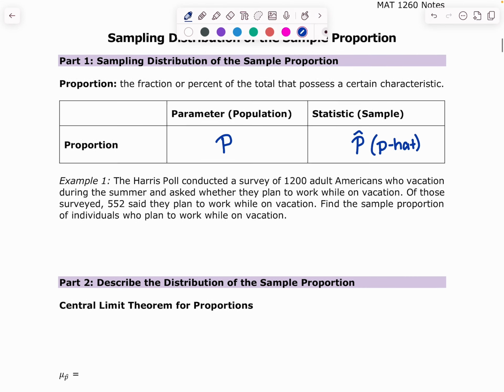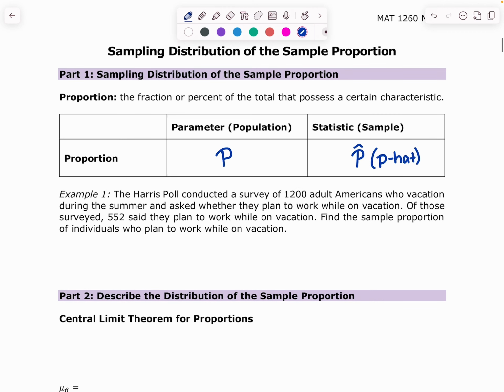So to calculate the proportion, what we're going to do is we're going to take, I didn't leave myself a spot to do this. I'll put it over here. The proportion is calculated by taking the number that possess the characteristic, which we call x, divided by the total, which is n. So let's look at an example.